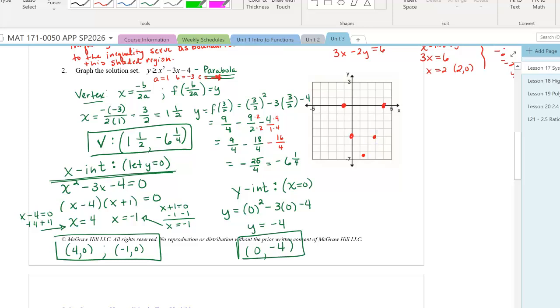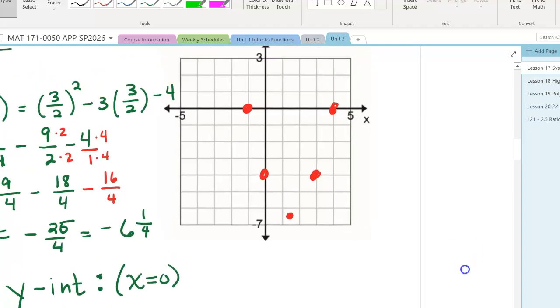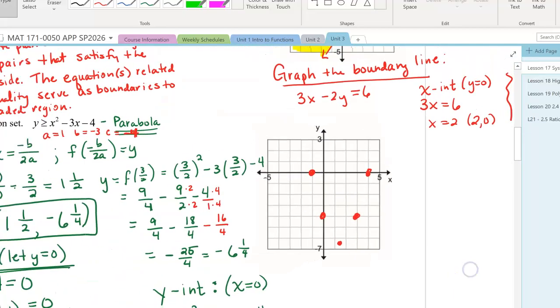What is not matching up here? I guess it is. It just looks funny. I'll make it bigger. Now, I need to decide, should I be graphing this with a dashed line or a solid line? Again, in this example, we have the equals to, so that means we're going to graph it with a solid line. Gosh, I'm running out of room.